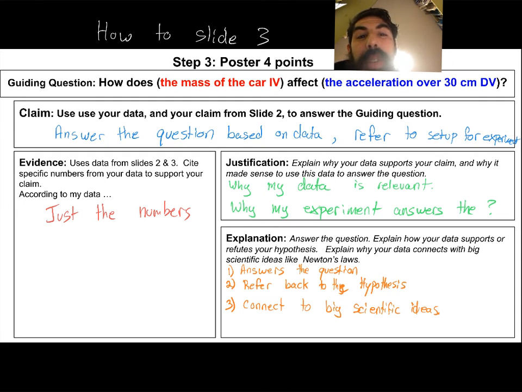And that's what you're doing in slide 3. It's really the soul of your lab report, right? This is where you make your scientific argument.